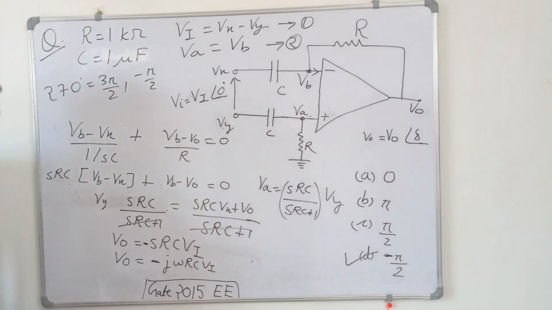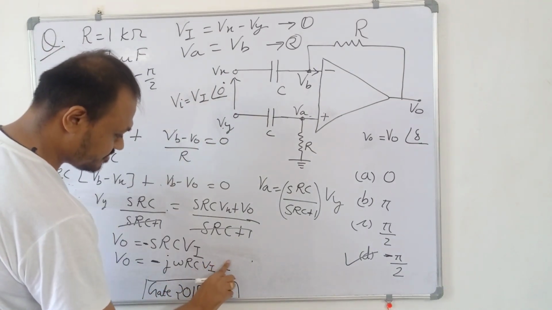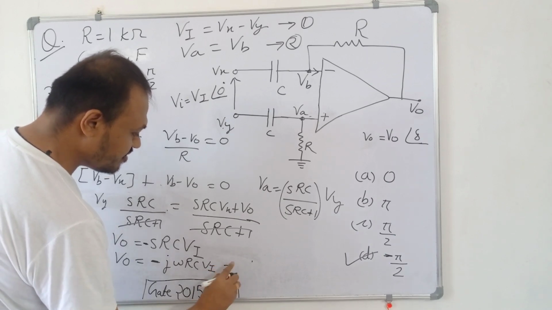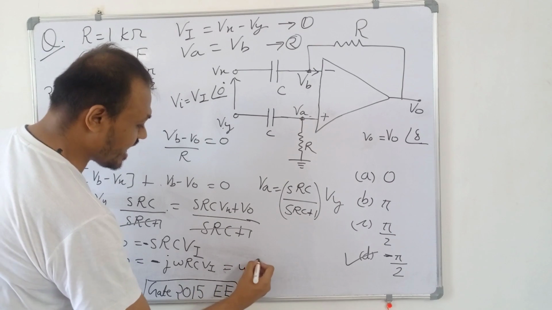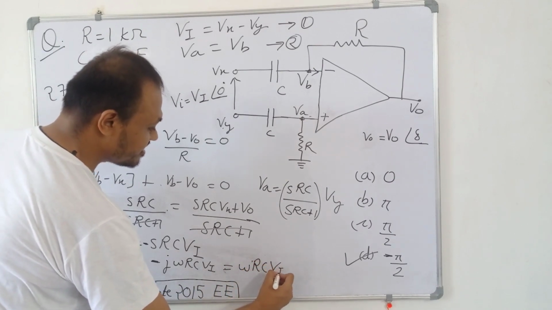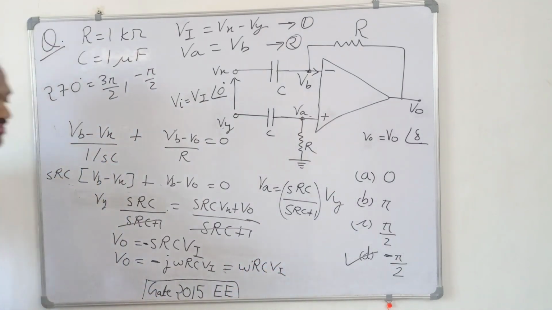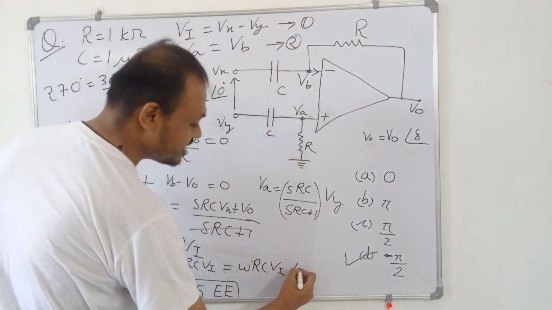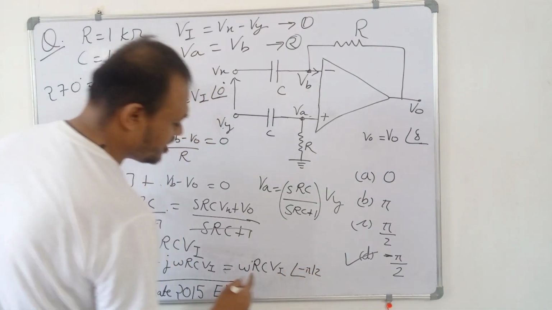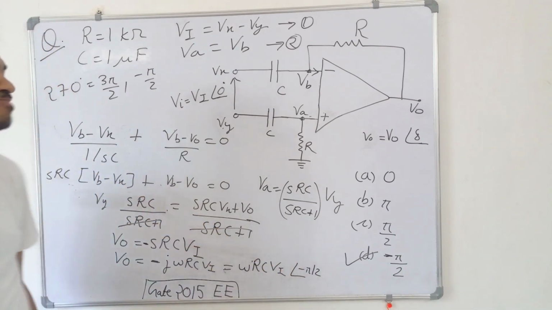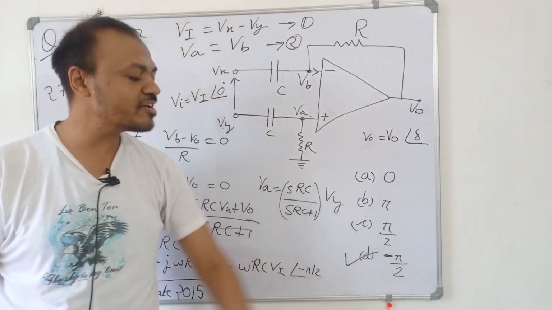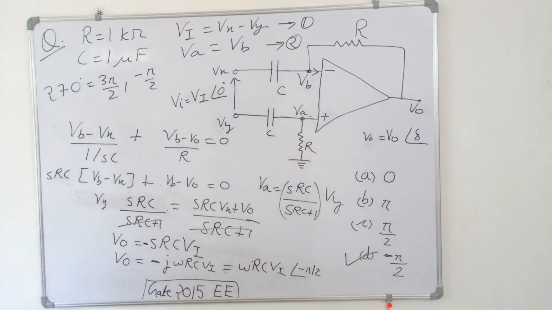So the magnitude of V naught is equal to omega RC Vi. This is the magnitude of V naught, and phase angle is minus pi by 2 or 3 pi by 2, we can say anything. So the magnitude, if we have to find, is omega RC into Vi, and phase angle is minus pi by 2. So the correct option is minus pi by 2.